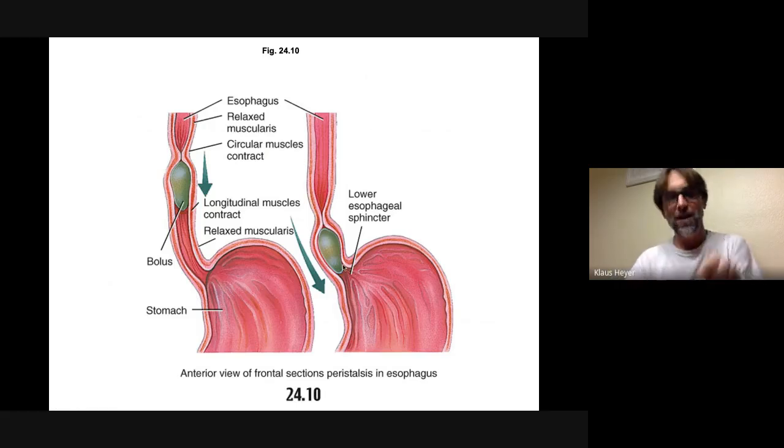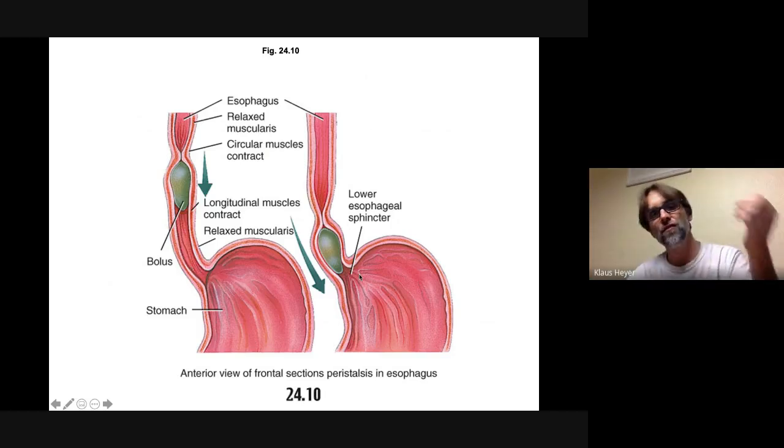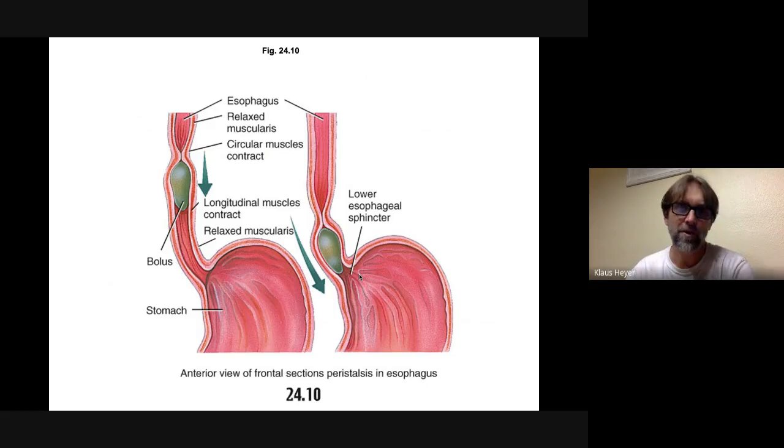And what happens is that it opens up, it lets the food pass into the stomach, and then it closes again. So the stomach is acidic. You don't want the acid going into the esophagus. So that's what that lower esophageal sphincter or cardiac sphincter is for. So the esophageal stage of deglutition is peristalsis of the smooth muscle until the food passes the cardiac sphincter and goes into the stomach.